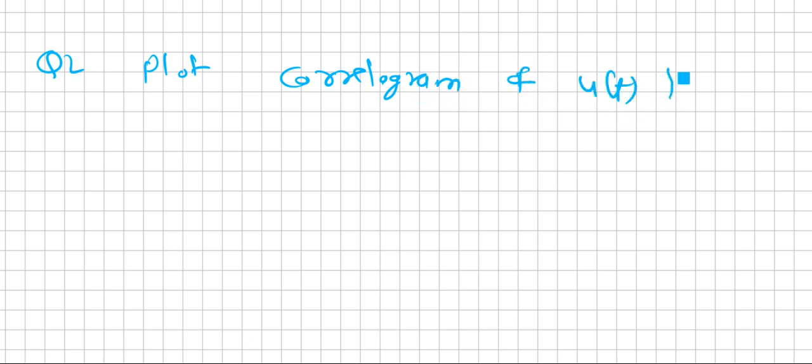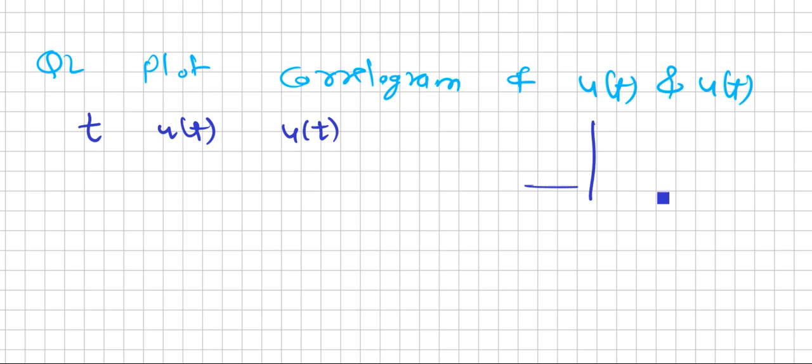Now let's take one more question. Plot the correlogram of u(t) and u(t). So we need to plot u(t) versus u(t). So here t, then u(t), and then u(t). We already know the sketch of the unit step function. This is the sketch of the unit step function.